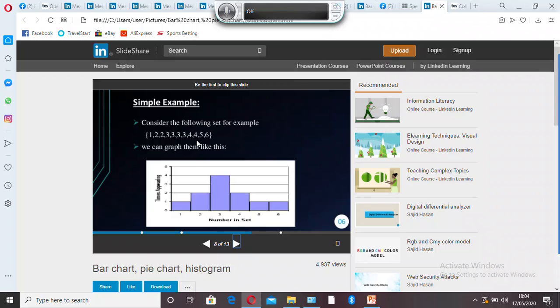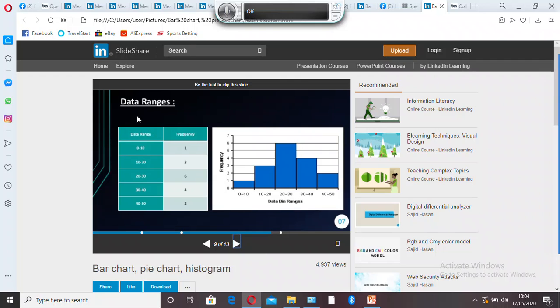Then 4 appears 2 times. Look at that. So 4 ends on the same level with 2. Then 5 appears once. That ends on the same level with 1. Did you see that right here? Okay, and then 6, just like that. So that's an example you have there of a histogram.